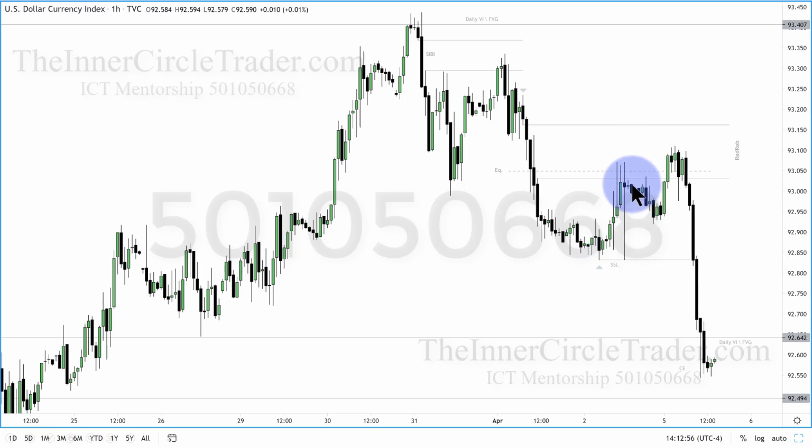Trades back up into it here, and once more here, and then finally heavy distribution, attacking sell side liquidity and trading lower into the consequent encroachment of the lower daily volume imbalance fair value gap.